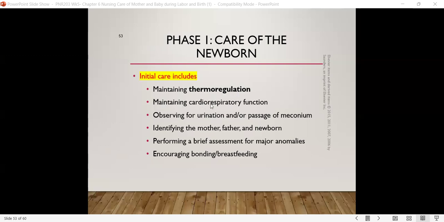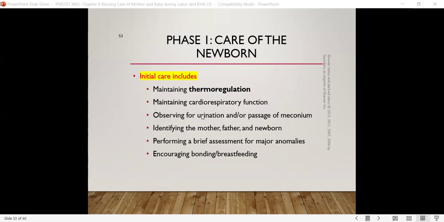I'm going to check the cardiorespiratory function. I check that by doing the APGAR scoring at 1 minute and 5 minutes after birth. And you want to make sure that babies come out with a lot of fluid, so you want to make sure you have suctioning and you have the bulb syringe too.